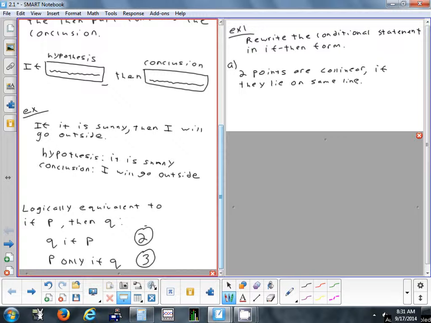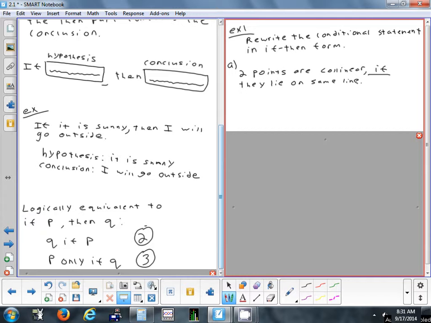Connor? If 2 points lie on the same line, they are collinear. Okay, so you're saying it's similar to the third? No, not the third, because it doesn't have the words only if in it. If 2 points lie on the same line, they are collinear. It would be the second one. So yeah, it's very similar to the second one. Okay, the structure of this sentence is something if something. Now we just have to put them in the right order.